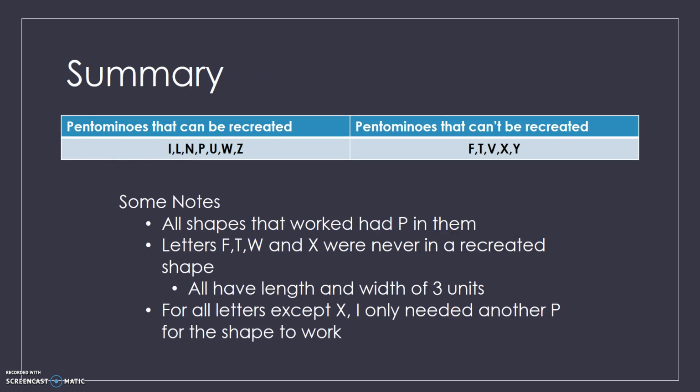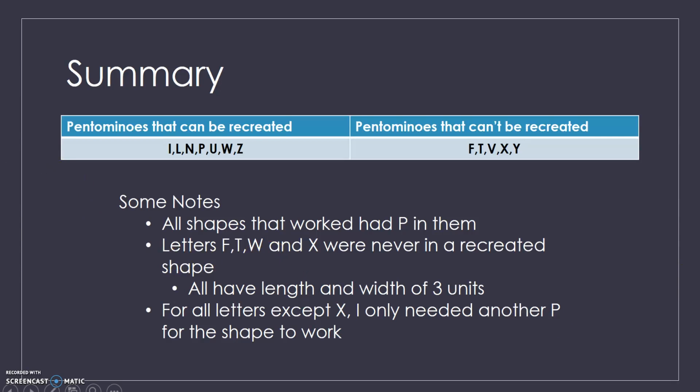So here's a summary of my findings when I was doing this duplication and recreation. I found that pentominoes that could be recreated were pentomino I, L, N, P, U, W, and Z. Pentominoes that could not be recreated were F, T, V, X, and Y. So 7 recreated and 5 not created. I can do math.